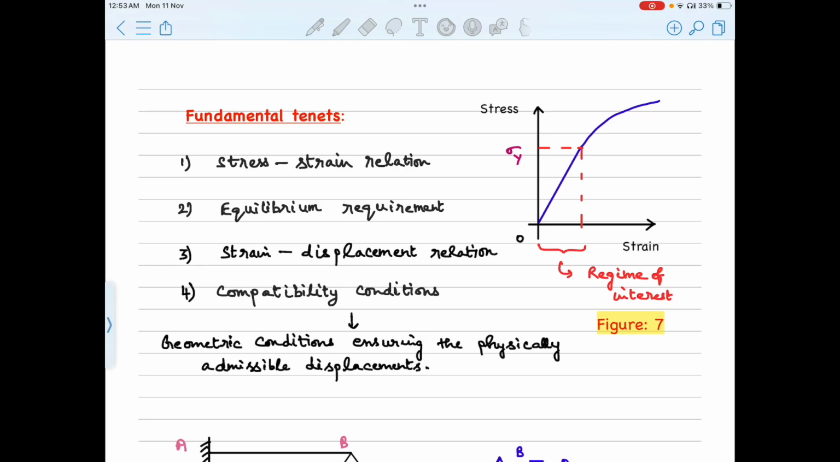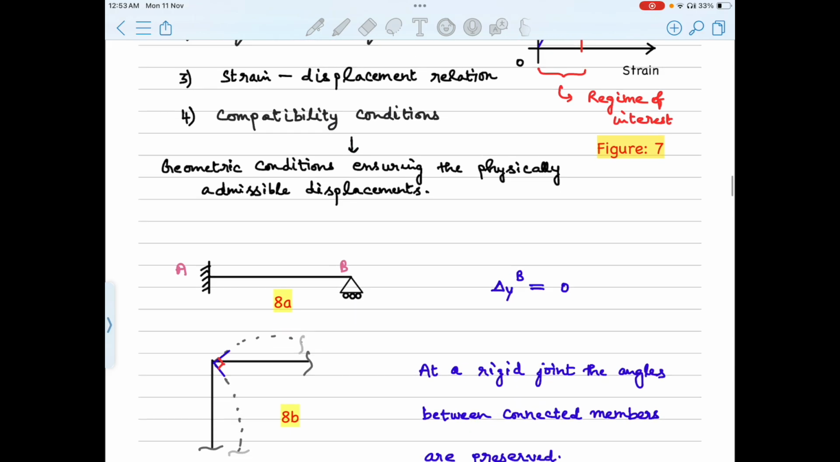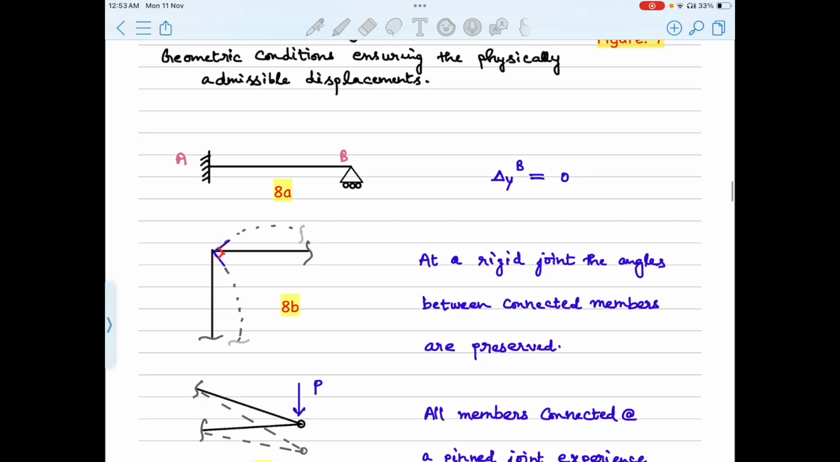Finally, we have compatibility conditions. What do they mean? These are certain geometry conditions mandated to ensure continuity of the structure. For example, in figure 8a, we have a beam whose right end is supported on a roller. Therefore, one anticipates the vertical displacement at B to be 0. This is the compatibility requirement here.